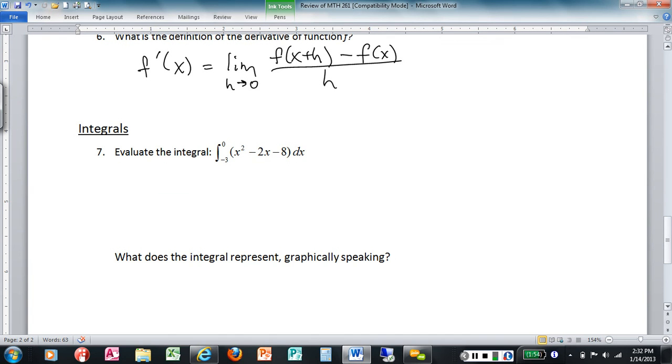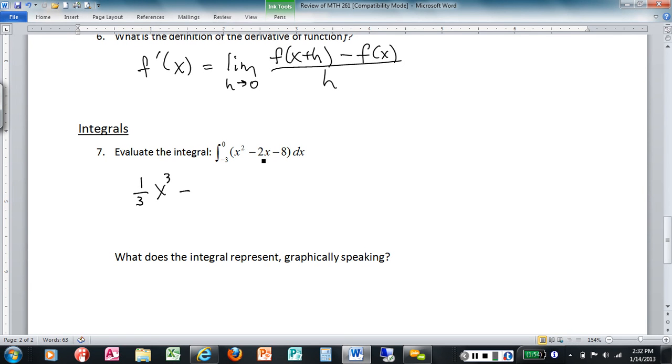Okay, integrals. A couple of those real quick. Evaluate the integral. Well, of course, the first thing is on the integral, we really want to get it where we can do the antiderivative, do the opposite sort of thing. So when I go the antiderivative of x squared, what do I do? Add 1 to the power, and then divide by that power, so it would be 1/3 here.